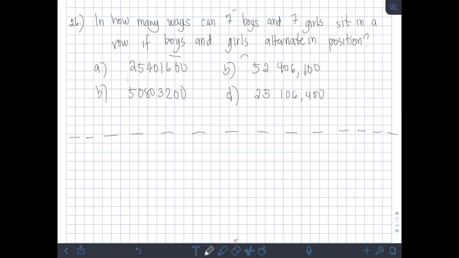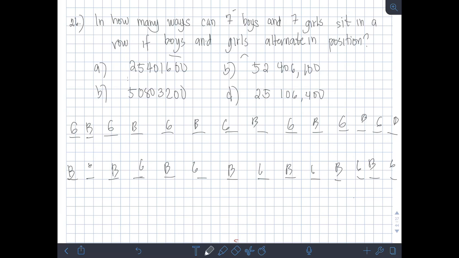So, dahil alternate tayo, meron tayong dalawang case. Pwedeng nauuna yung girls sa boys. So, girls, girls, girls, girls, girls, girls, girls. Tapos, boys na yung nakapagitan kasi alternate, di ba? Tapos meron ding another case, mauna naman yung boys, so 14 ulit. So una naman yung boys, tapos girls. So tama, di ba? Dalawang case.